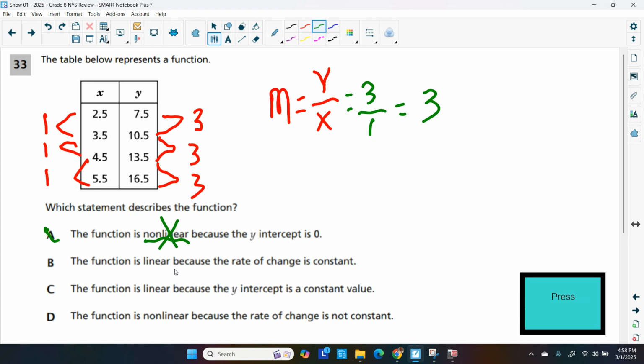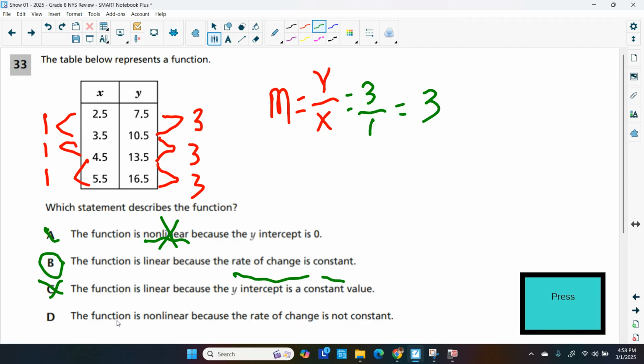The function is linear because the rate of change, they're giving us rate of change, is constant. Rate of change is another way of saying slope. It is constant. We proved that over there, so I would go with B. But let's check out what else they got. The function is linear because the y-intercept is a constant value. What y-intercept? I didn't see one. The only thing that was constant was the slope, and that was what we got up here. Y-intercept is when x is equal to 0, and that's not even there. So I'm going to get rid of him too.